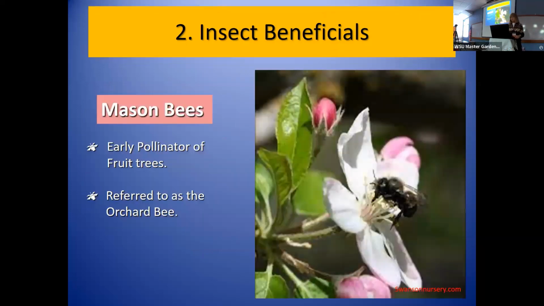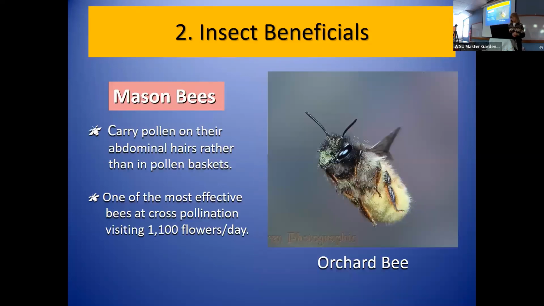So let's just take a look here. So let's start with pollinators. And of course, we're going to talk about mason bees. So mason bees are a really efficient bee at pollinating your fruit trees. They're an early bee, and they tend to emerge around the same time that your blossoms appear. So because of this, they are often referred to as the orchard bee.